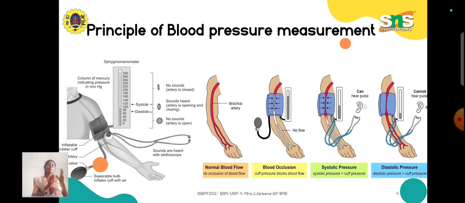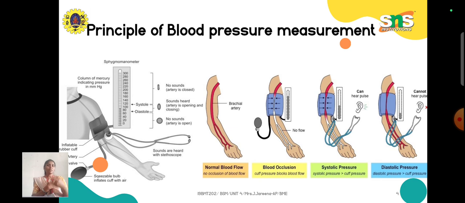That sphygmomanometer device comprises one cuff which is placed over the arm, and you have a mercury meter through which you get to know the mmHg, that is the level of BP, systolic and diastolic, by the mercury level rising up and down according to the pressure. At the other end you have an air tube and then a bulb connection.